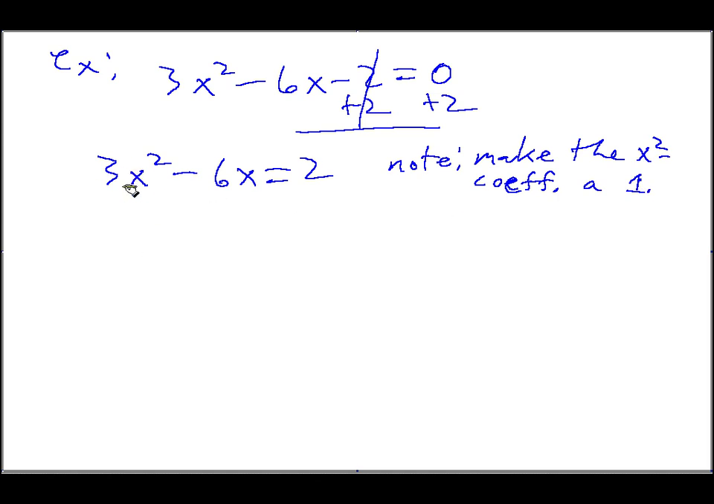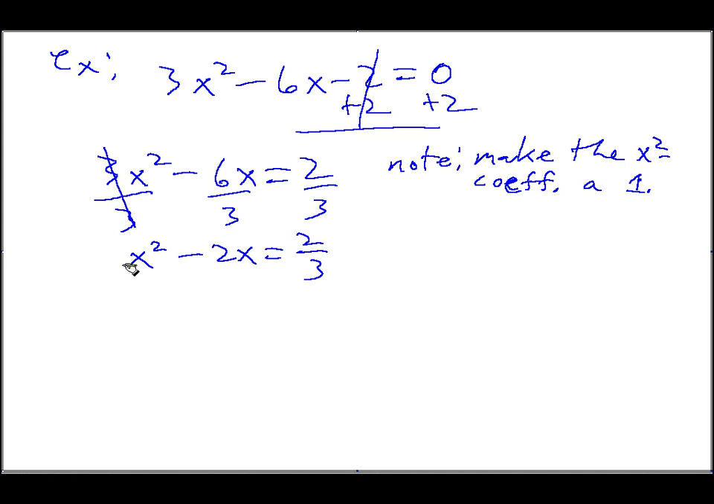How do I do that? Well, I need to divide out the 3, because it's being multiplied to x squared. So I need to divide both sides of this equation by 3. That means divide everything by 3. Can we see that? That will get rid of this 3. Now I have x squared minus 2x equal to 2/3. All right, so now we're good.